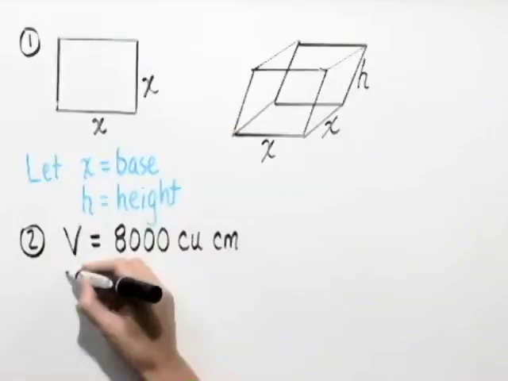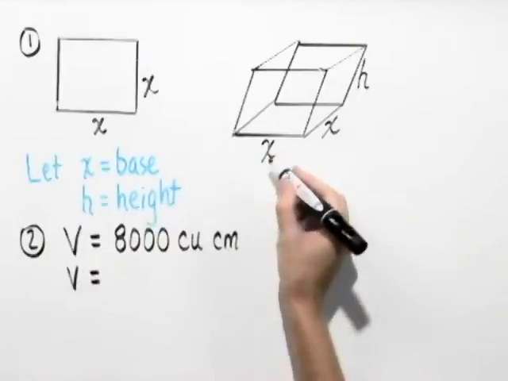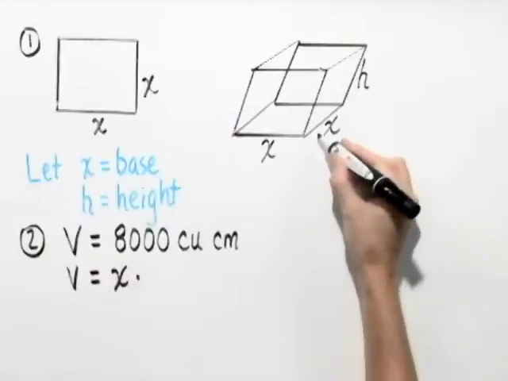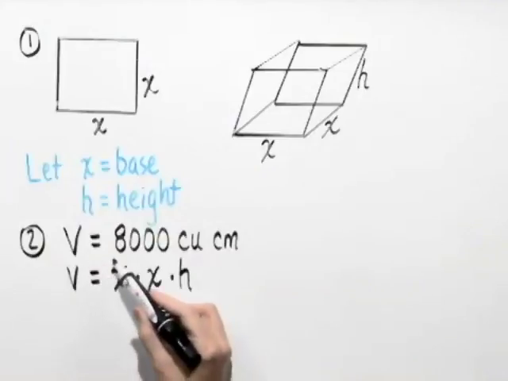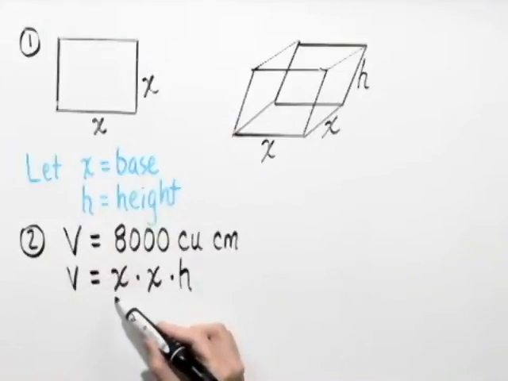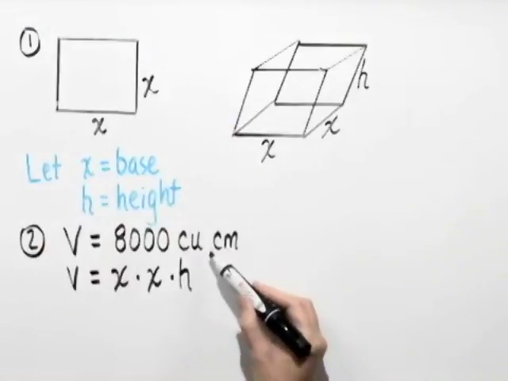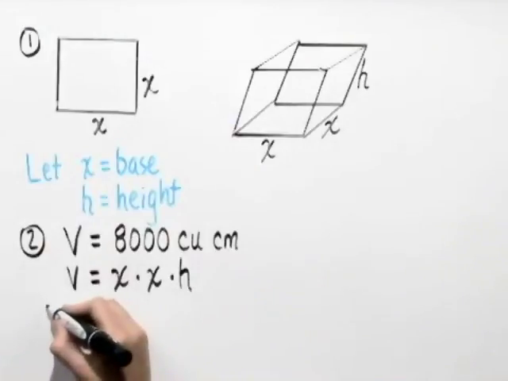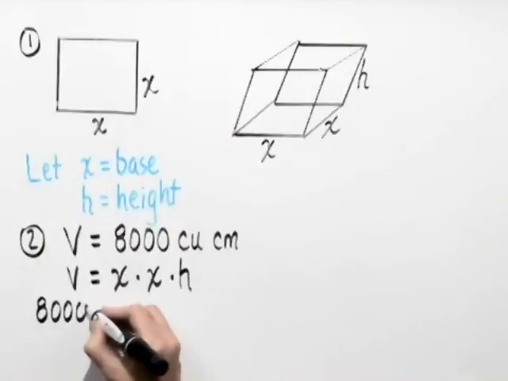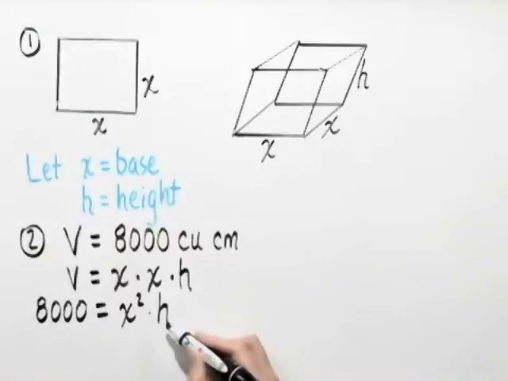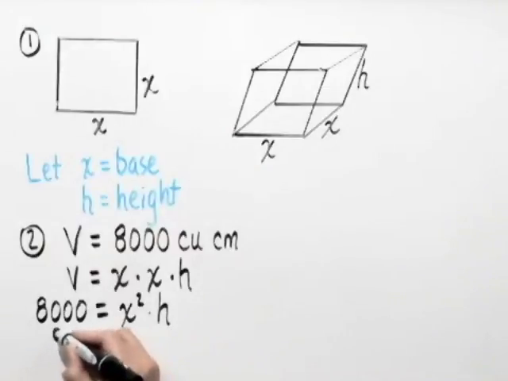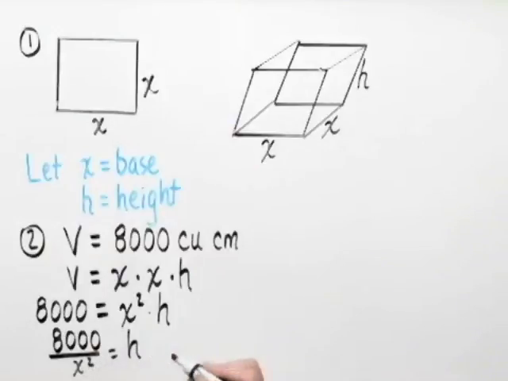So we can say that the volume is equal to the length, which is x, times the width, which is also x, times the height. So therefore, since the volume is 8,000 cubic centimeters, and we know the volume is x squared times h, we can set these two quantities equal to each other. And when we do, we get 8,000 is equal to x squared times h. And we can solve this for h. When we do, we get 8,000 divided by x squared is equal to h.